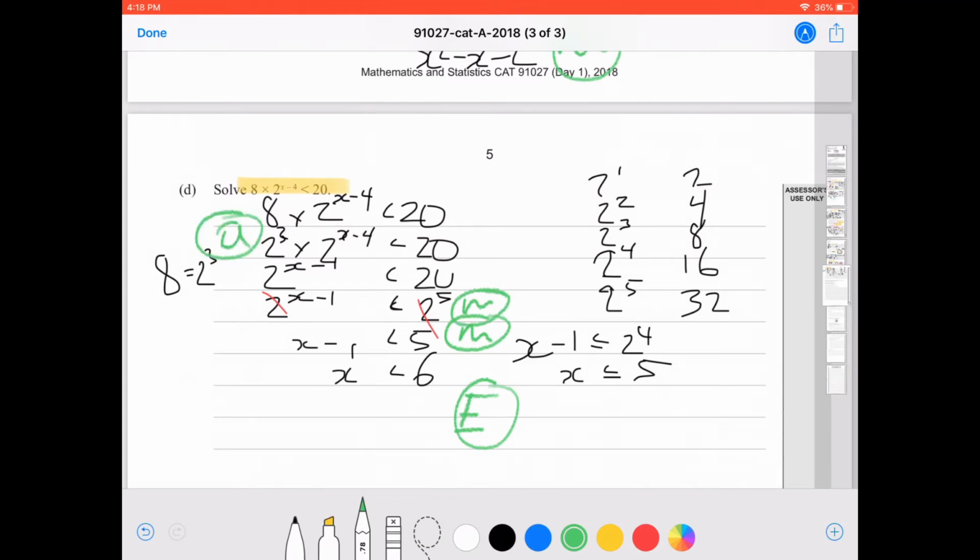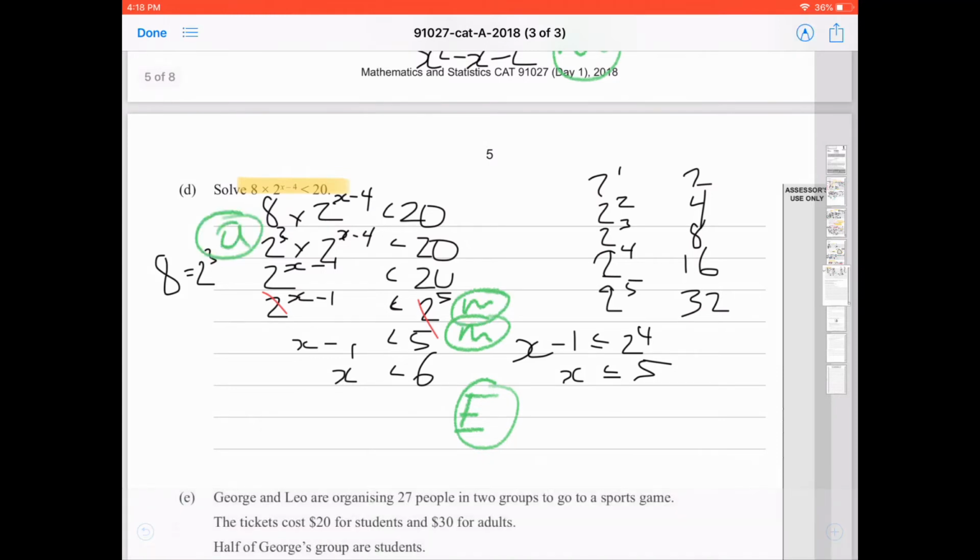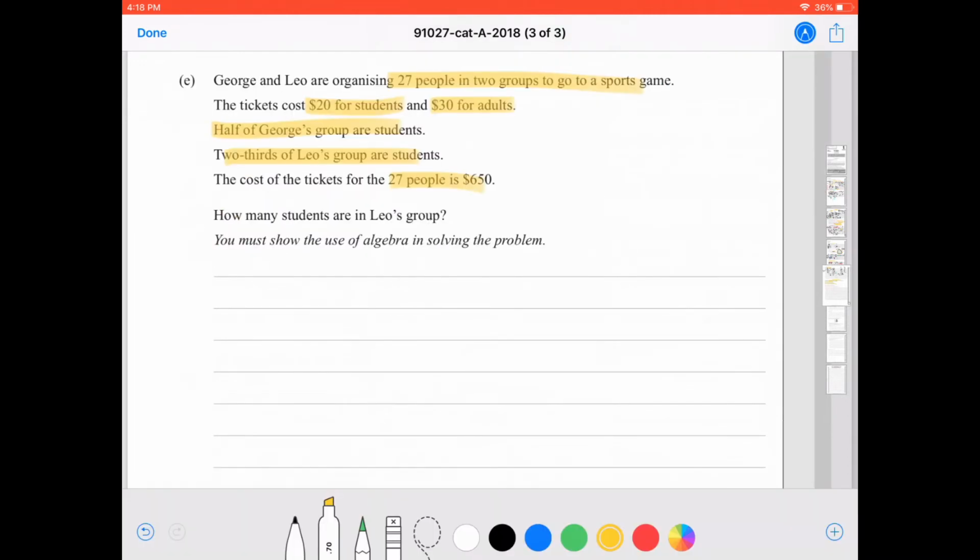Okay, let's keep going. So question 2E, George and Leo are organising 27 people in 2 groups to go to a sports game. The tickets cost $20 for students and $30 for adults. Half of George's group are students. 2/3 of Leo's group are students. The cost of the tickets for the 27 people is $650. And the question asks how many students are in Leo's group.